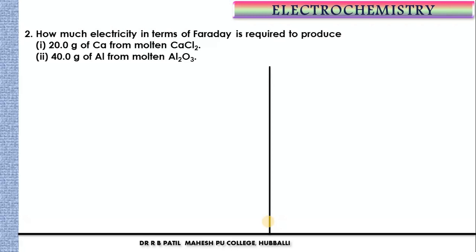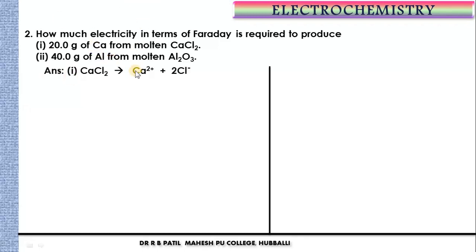So the question is here: how much electricity in terms of Faraday is required to produce 20 gram of calcium from molten calcium chloride, that is the first one, and 40 gram of aluminium from molten Al2O3. Okay. Yes, let us solve that. We want to get 20 gram of calcium from calcium chloride. Okay, let us solve that.